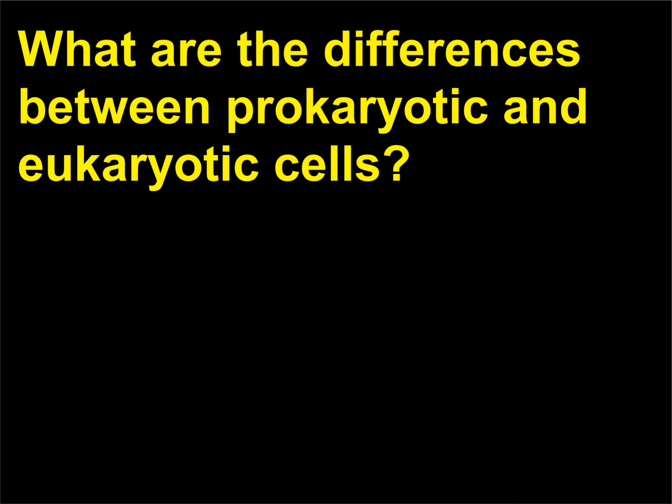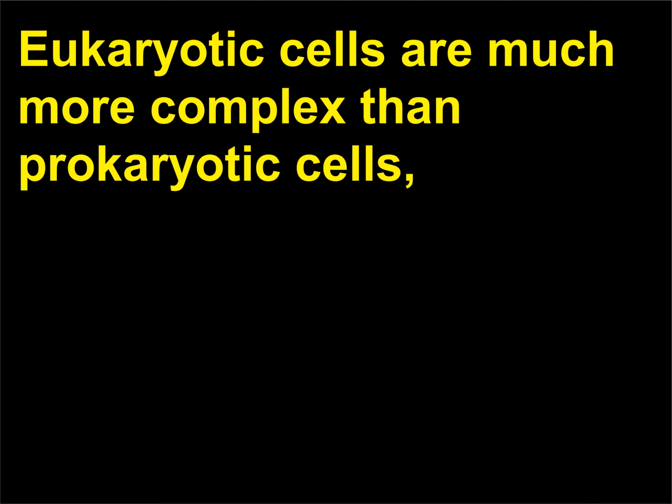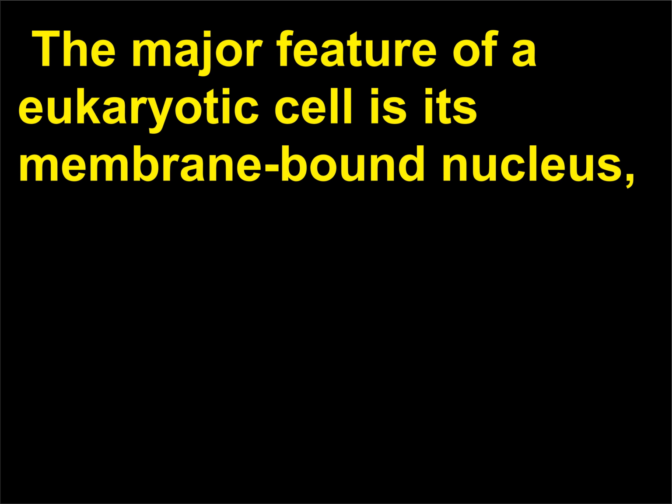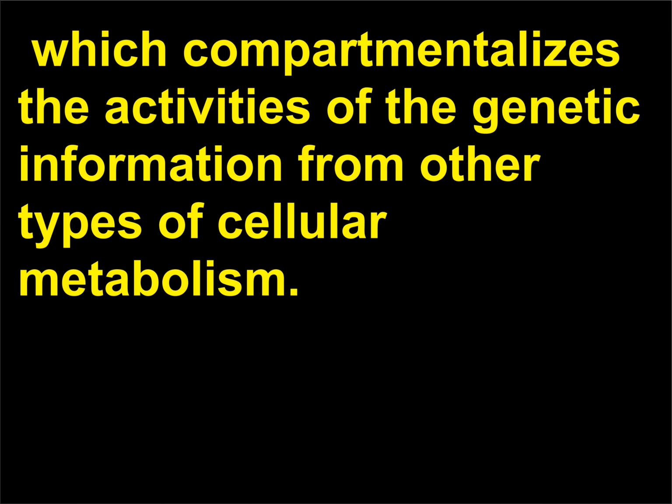What are the differences between prokaryotic and eukaryotic cells? Eukaryotic cells are much more complex than prokaryotic cells, having compartmentalized interiors and membrane-bound organelles within their cytoplasm. The major feature of a eukaryotic cell is its membrane-bound nucleus, which compartmentalizes the activities of the genetic information from other types of cellular metabolism.